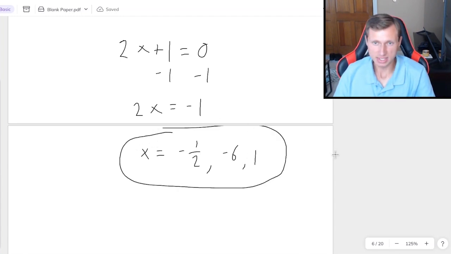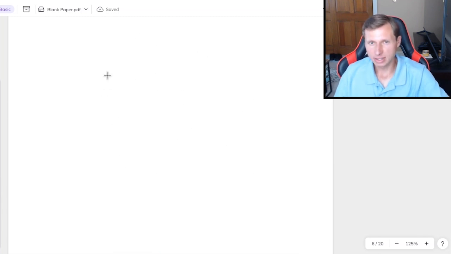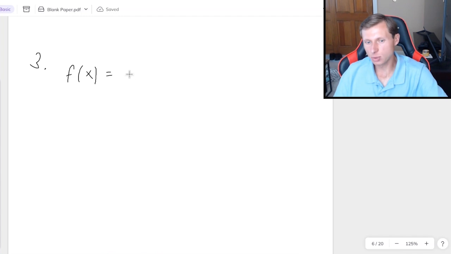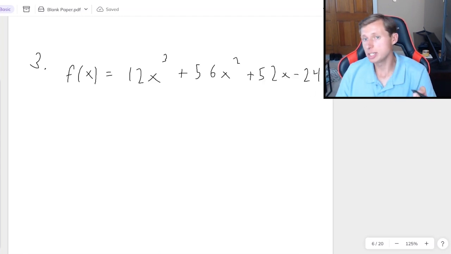And there's my zeros. So hopefully you're starting to get the hang of it. We're just going to do one more today. I have f of x equals 12x cubed plus 56x squared plus 52x minus 24. This one is pretty tough.